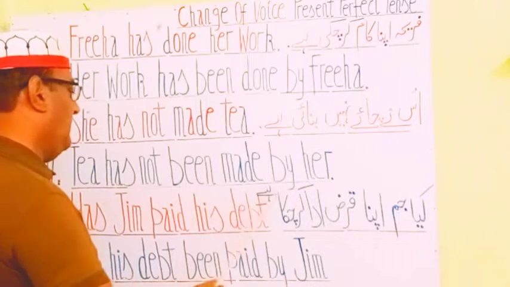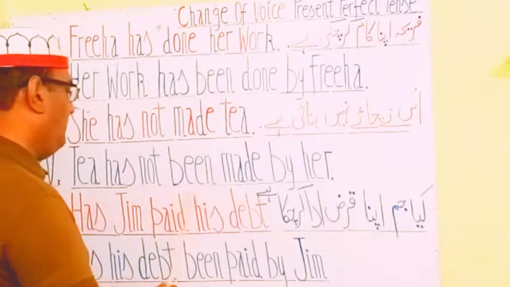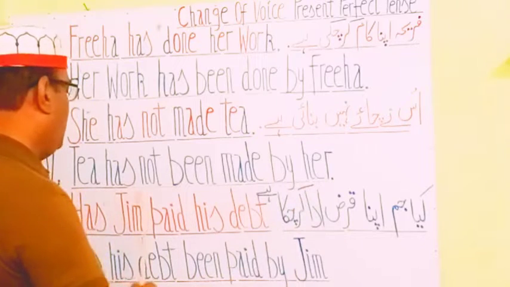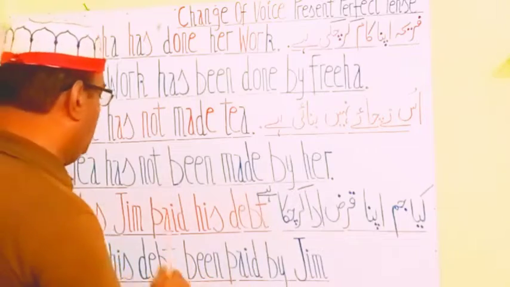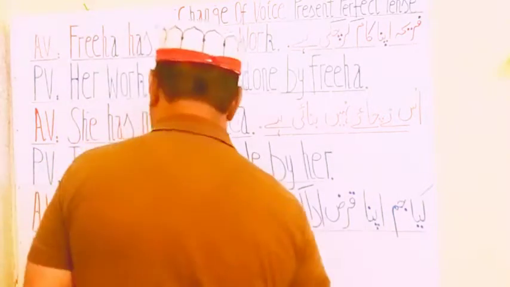चाय उससे नहीं बनाई गई है. चाय उससे नहीं बनाई जा चुकी है. Tea has not been made by her. चाय उससे नहीं बनाई जा चुकी है. So this is a new sense in passive.